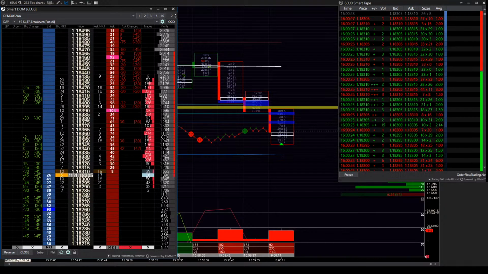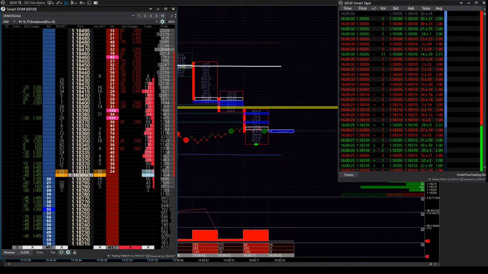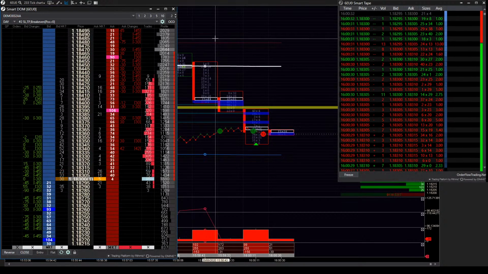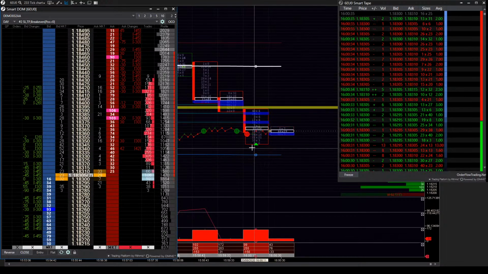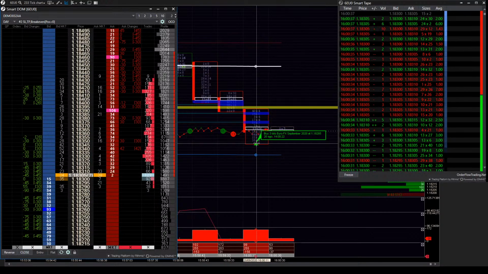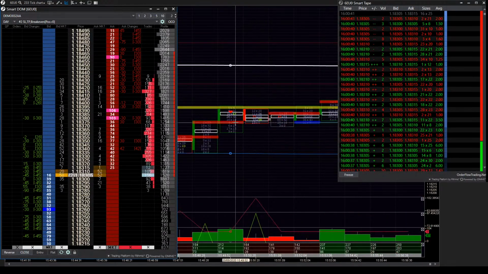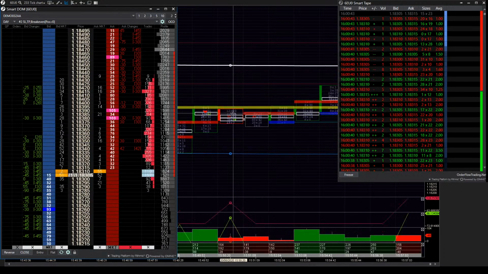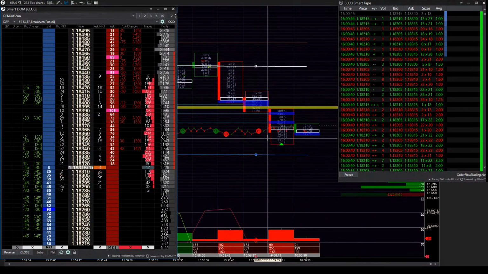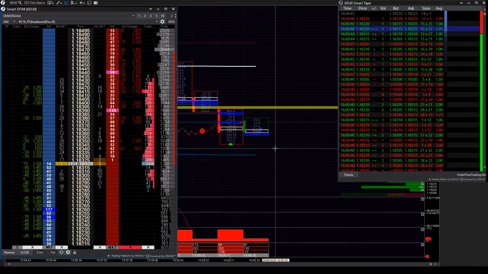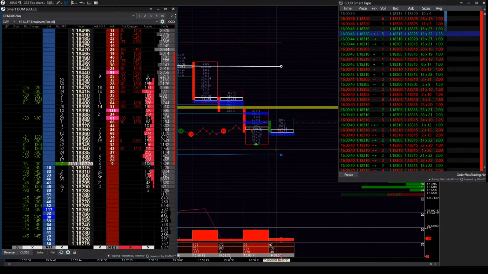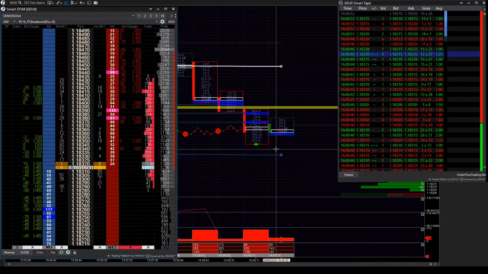We had a successful trade with more than 10 ticks. You can see our exit here, with the 3 contracts, and our entry was here. So we have a successful trade during this session, which is pretty good.